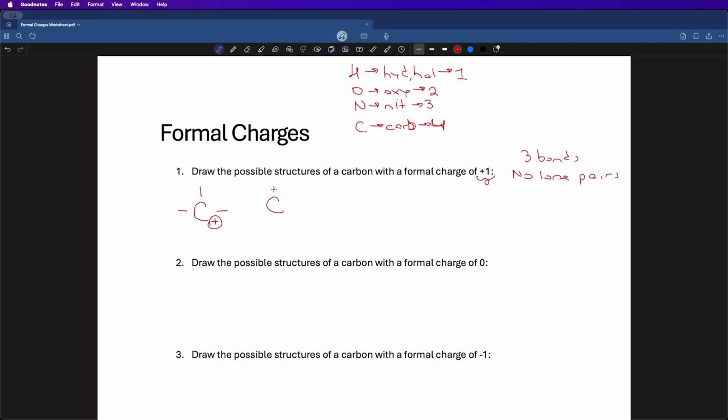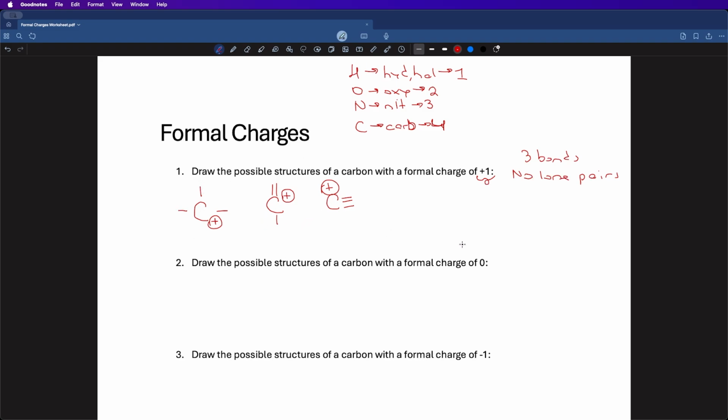We can also arrange the bonds to give 1 double bond and 1 single bond, giving carbon a formal charge of, again, +1. The last combination is we can give carbon just a triple bond and no lone pair to give it a formal charge of +1. These are all your possible arrangements of bonds to form a carbon with a formal charge of +1.